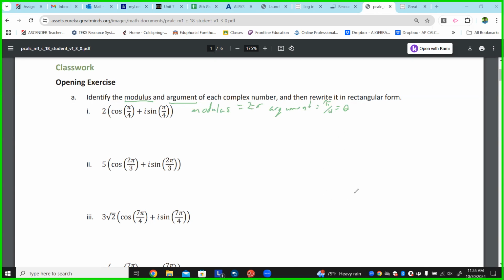Okay, so you got the modulus and your argument, easy to identify, and then it says turn it into rectangular form. So the first thing you want to do is turn these trigonometric functions using the unit circle to figure out what the rectangular coordinate plane is. So at cosine pi fourths, what is that? Square root 2 over 2.